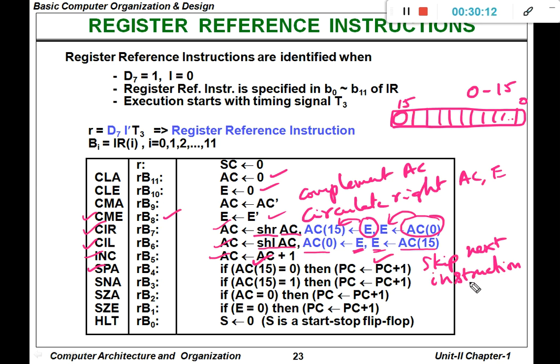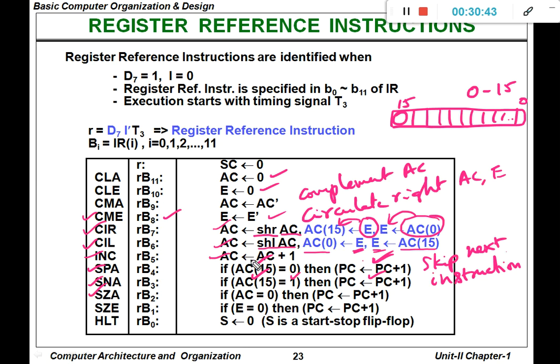Skip next instruction means how to skip the next instruction? By incrementing the program counter, because the program counter contains the address of the next instruction. So next is SNA. SNA means skip next instruction if the accumulator value is negative. So how could we determine whether the accumulator is negative or not? By determining the 15th bit. If the 15th bit value is 1, then we need to skip the next instruction. How to skip the next instruction? Just increment the program counter value.